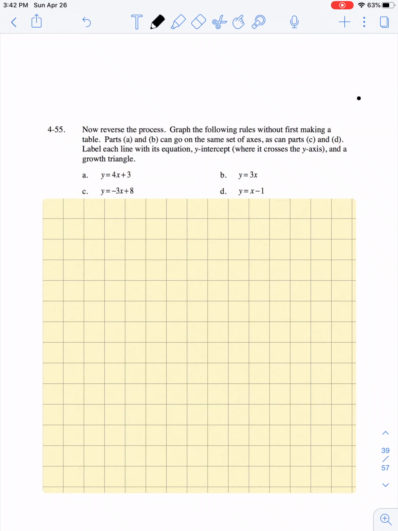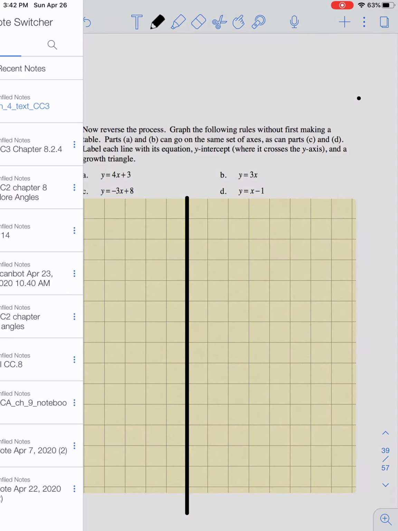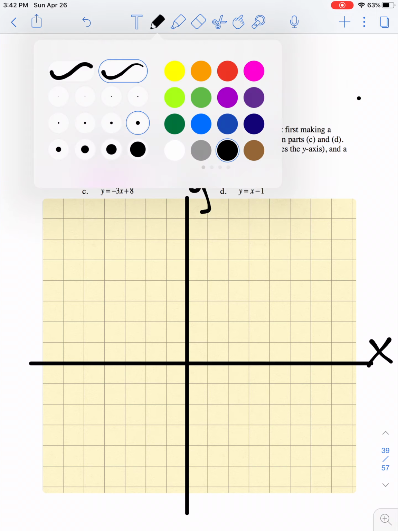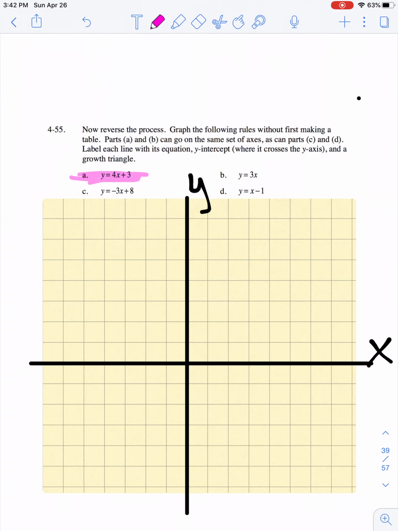So first I inserted some graph paper here and we're going to make our XY axis. And then we're going to graph these equations. So I'm going to make the first one pink. The first one in pink has a y-intercept of 3. So that's the first point I'm going to plot, right there at positive 3.